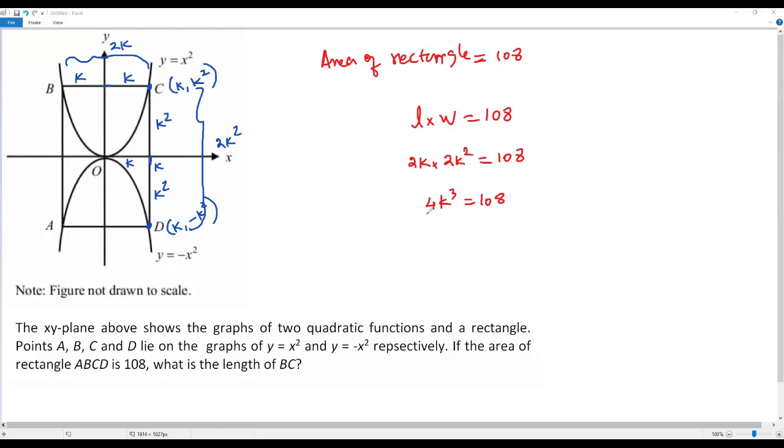Now let's solve for k in this equation. Let me divide both sides of the equation by 4. Then this 4 will cancel out. 4 goes into 4 one time, and 4 goes into 108 27 times. Then I'm getting k to the third power equals 27.